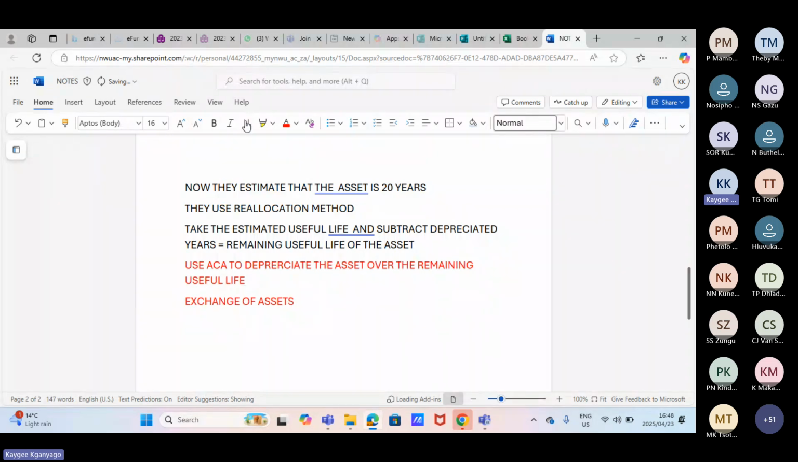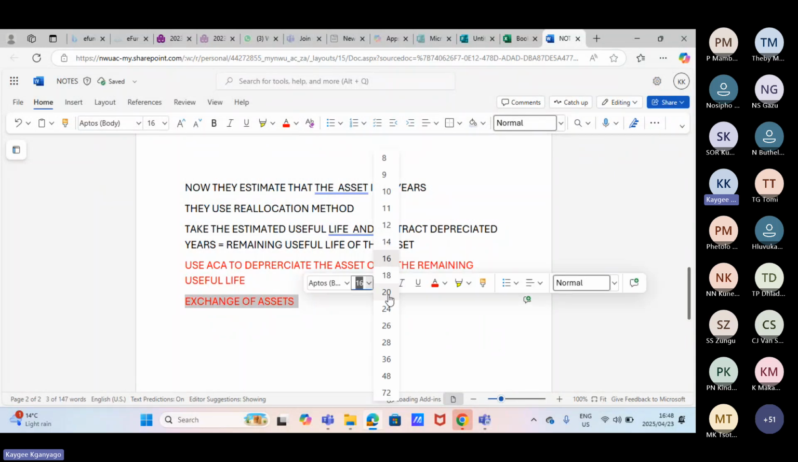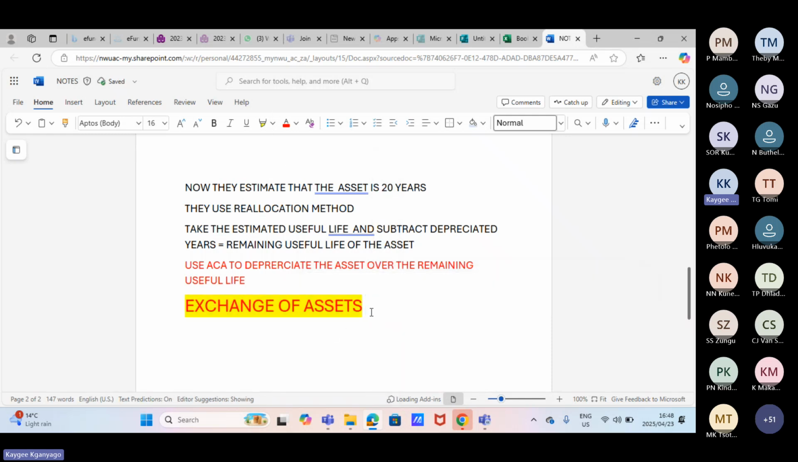When we come to the exchange of assets, we just enlarge it so that it shows it's a different line item. Okay, now, with the exchange of assets, there are certain rules, ne? They say we must use what? The first rule. You must use what? You must use fair value of what? Of the asset given up, ne?